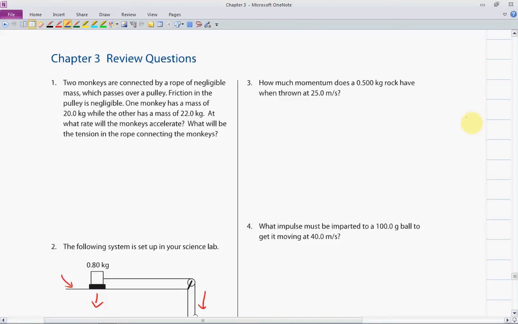All right. This is chapter 3, question number 3. How much momentum does a 0.5 kilogram rock have when thrown at 25 meters per second? Since momentum is equal to the mass multiplied by the velocity, it's a simple matter of taking that mass and multiplying the two together. You get 12.5 kilogram meters per second.